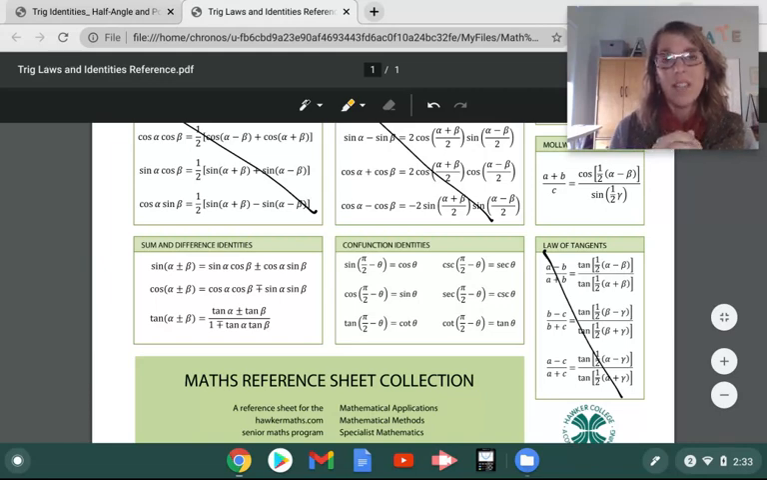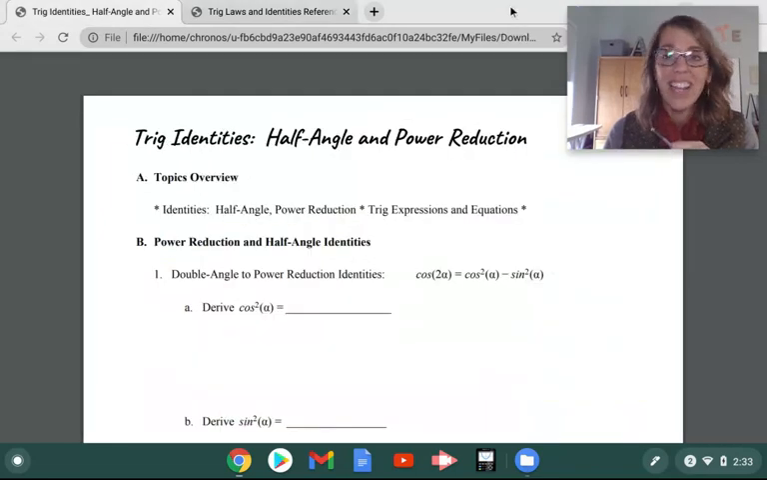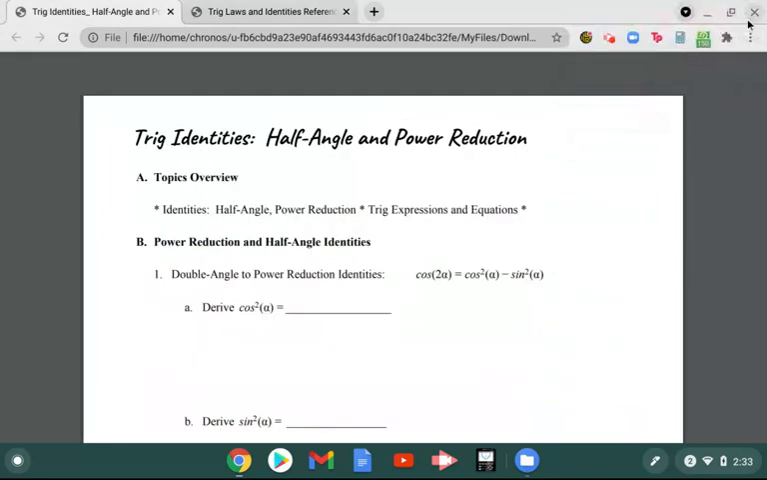We're also going to see the power reduction formulas today, which are not on this list. So I recommend that you add them to this reference page so that you have all of the identities and formulas all in a single spot. Let's go ahead and start with the lecture.